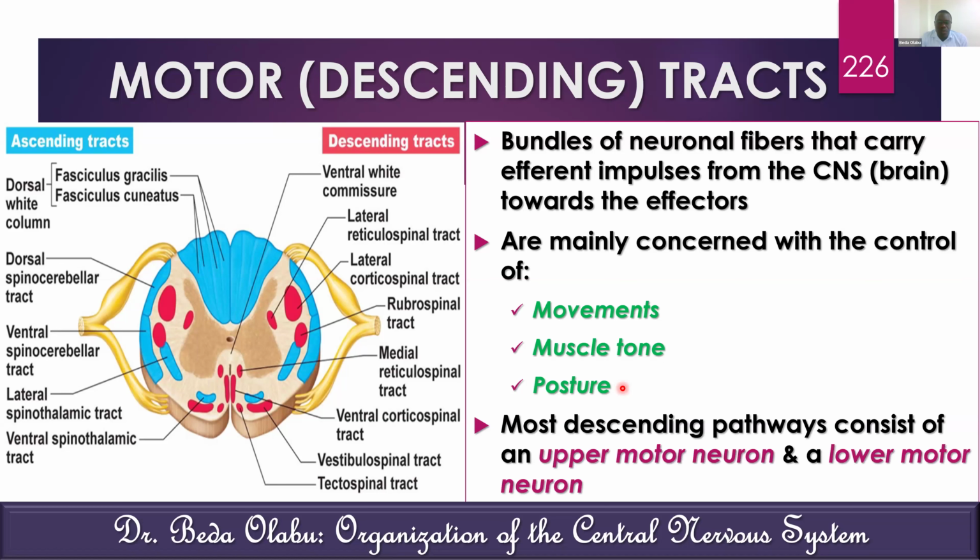Most descending pathways will have the upper motor neuron and the lower motor neuron, as we've already mentioned. This image shows you examples of these descending tracts. There are quite many, and we'll be talking about them. On the opposite side, we have the ascending tracts. So these ones we'd already mentioned in the previous lecture.